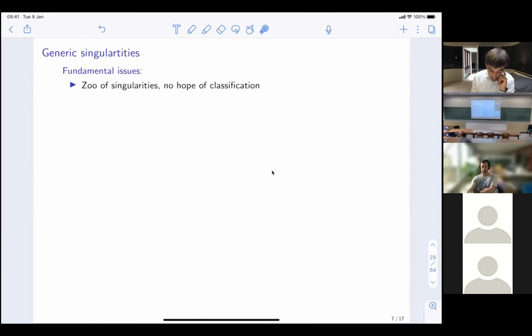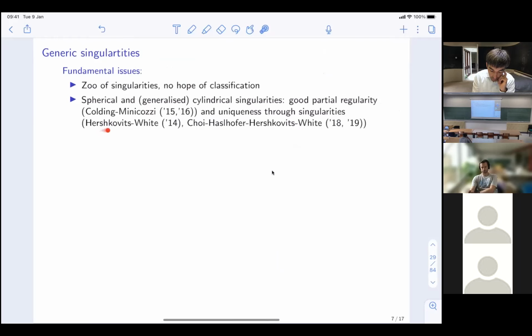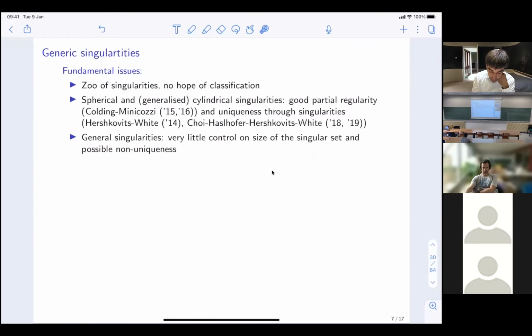But in contrast, what Hershkowitz and White proved, together with a more recent result, and this is the proof of the positive mean curvature neighborhood conjecture, is that if you only have spherical and cylindrical singularities, then actually you have uniqueness. More or less locally, what they prove is you have positive mean curvature, you have motion in one direction, and that gives uniqueness. So weak evolutions through these singularities are unique. So it's very good if you get only these singularities. Okay. And in general, you have very little control on the size of the singular set, and as I said, possibly non-uniqueness if you have these general singularities.